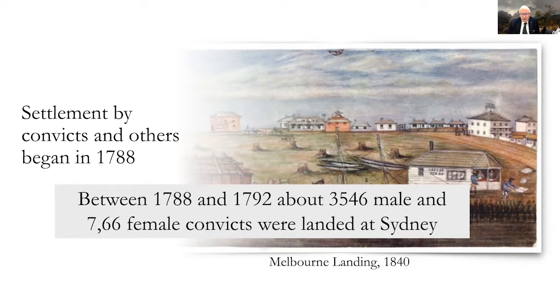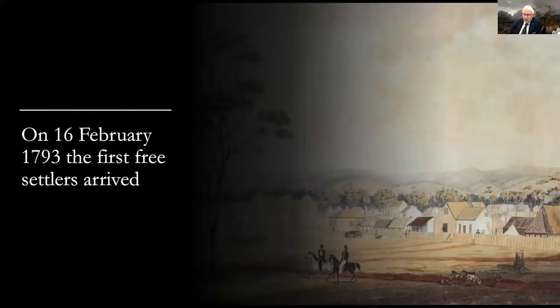So you say, well, what's going to happen here? Well, this was interesting, because at that point in time, there were certainly far more male convicts, laborers in Australia than there were women. And so there was another big push in England to increase the number of people who were emigrating to Australia. And so just a few years later, on the 16th of February, 1793, the first free settlers arrived.